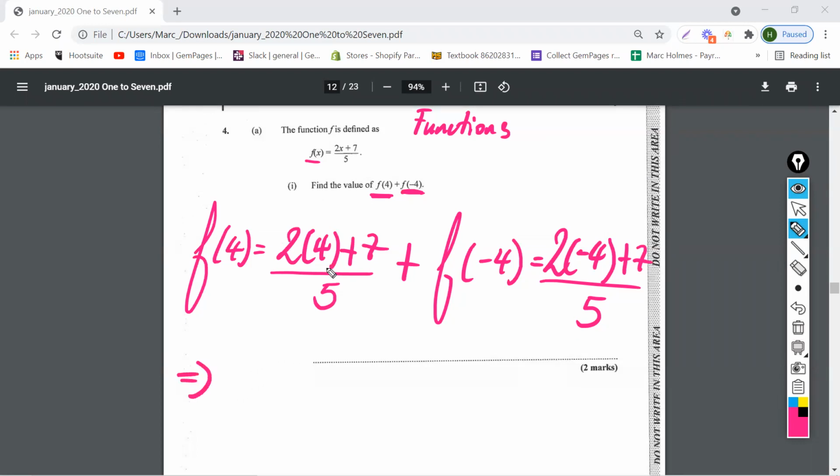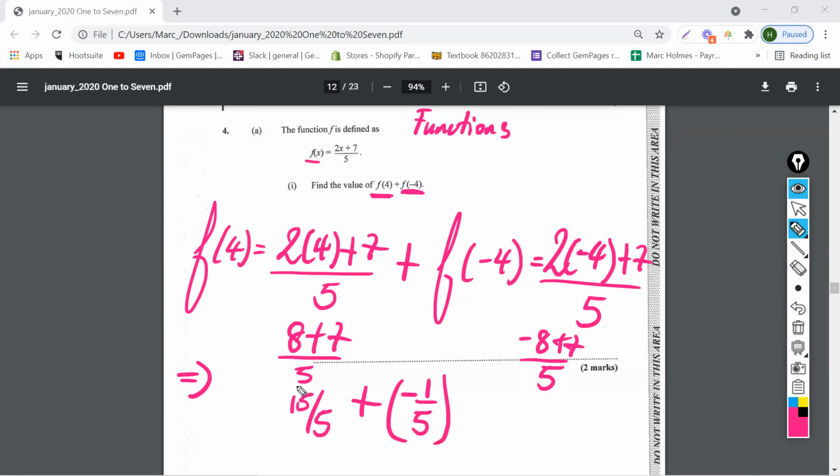And this is going to give us (2 times 4 is 8, plus 7) over 5, which is 15 over 5, plus 2 times minus 4 is negative 8, plus 7, over 5, which is actually going to end up being plus negative 1 over 5. So when we add these two together, 15 over 5 and negative 1 over 5, it's going to be 3 minus 1 over 5, which is the same thing as 2.8 or 2 and 4 over 5. So that's the answer, 2.8 or 2 and 4 over 5.